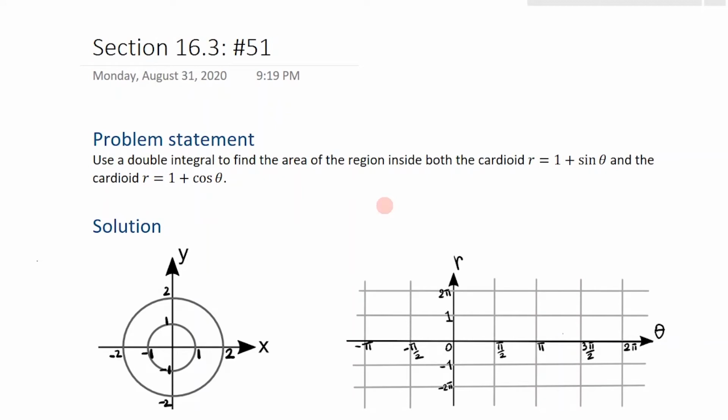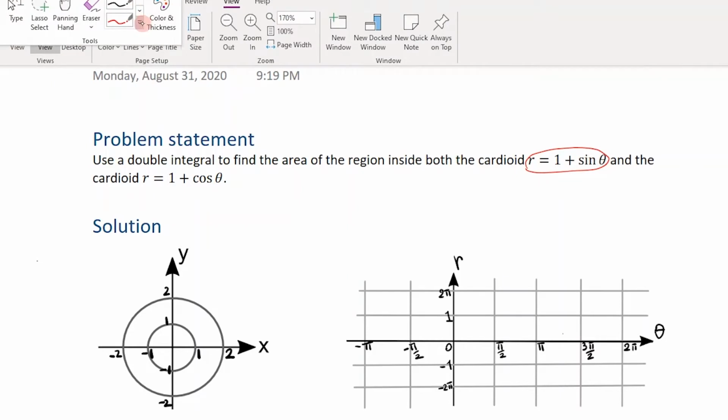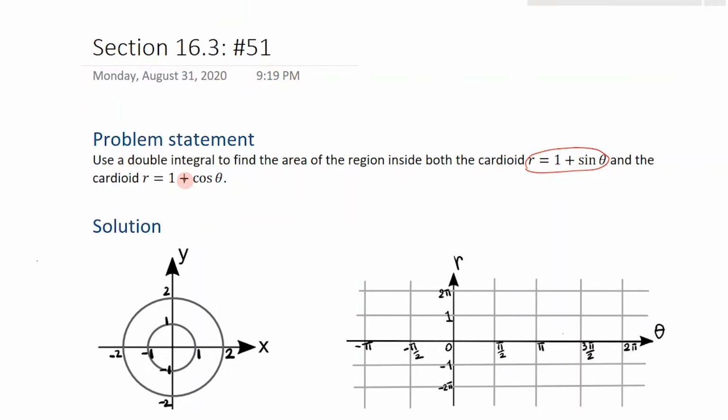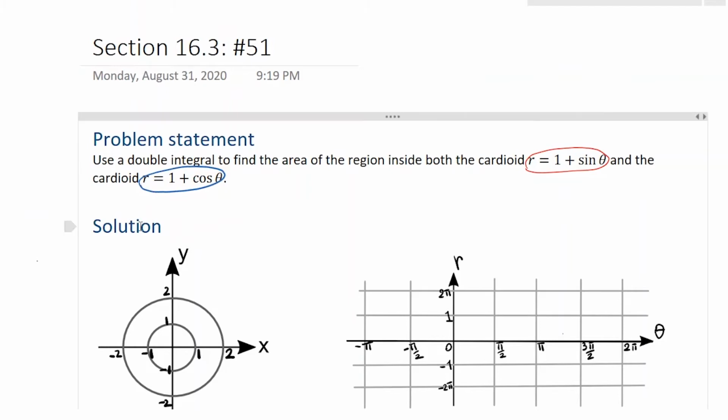Question 51 from 16.3 asks you to use a double integral to find the area of the region inside two cardioids. One cardioid is this one, r equals 1 plus sine theta. The other cardioid is r equals 1 plus cosine theta. Let's sketch the two cardioids.